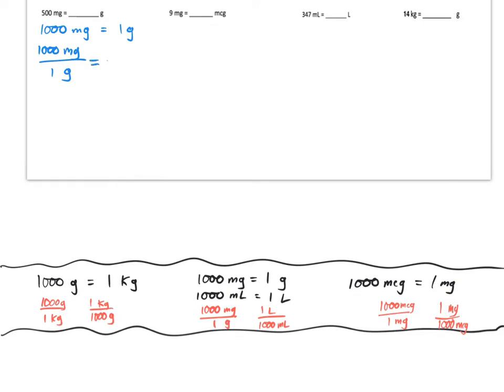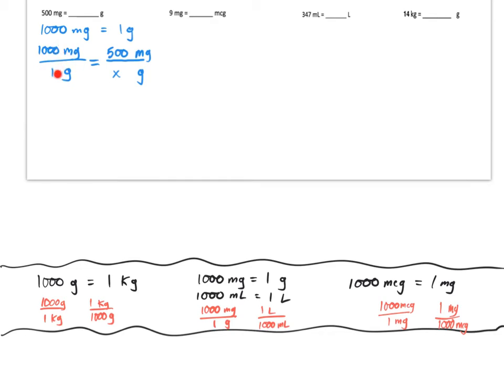So I need to find an equivalent ratio, with grams on the denominator and milligrams on the numerator. I'm converting, this is actually 500 milligrams, and I need to figure out how many grams that is. So I have a ratio. I know there are 1,000 milligrams to 1 gram.